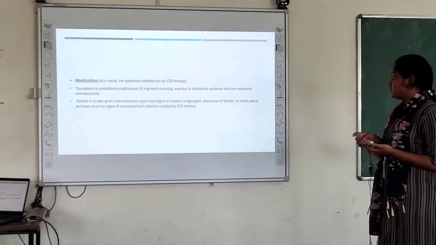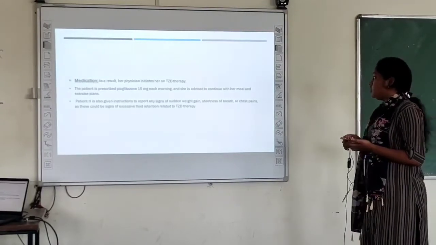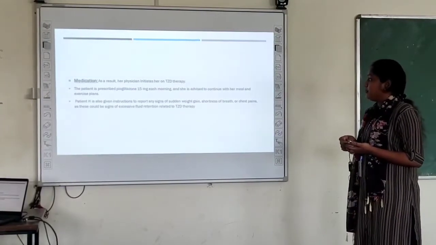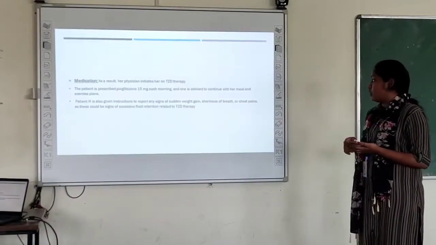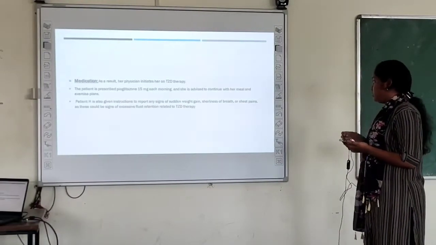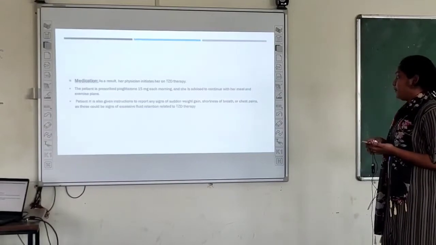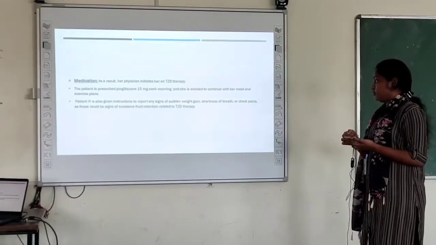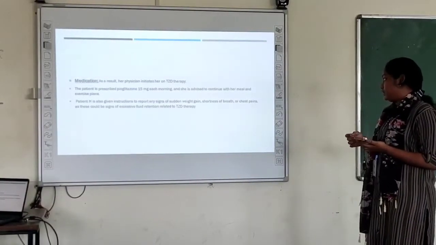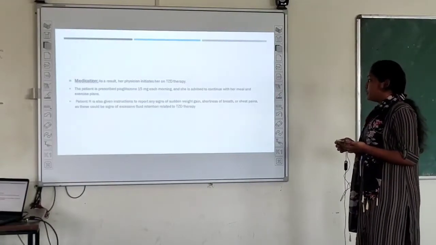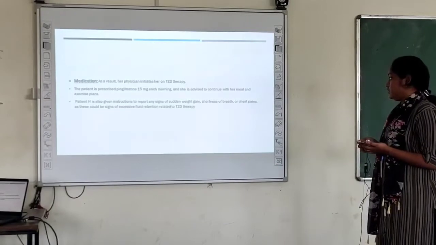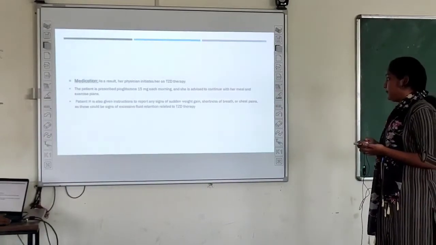Medications: as a result, her physician initiates her on TZD therapy. The patient is prescribed pioglitazone 15 mg each morning and she is advised to continue with her meal and exercise plans. Patient is also given instructions to report any signs of sudden weight gain, shortness of breath or chest pains, as these could be signs of excessive fluid retention related to TZD therapy.